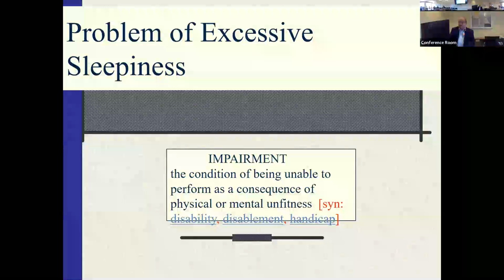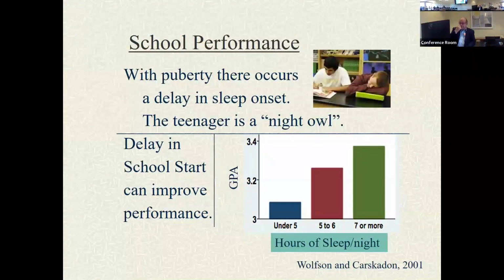Then there are problems of excessive sleepiness, the condition of being unable to perform as a consequence of physical or mental fitness. School performance: with puberty, there's a delay in sleep onset. A teenager is a night owl, probably physiologically so, because it drifts. You also start getting your dip around age 12. You get that afternoon dip with puberty, because young kids don't take naps.